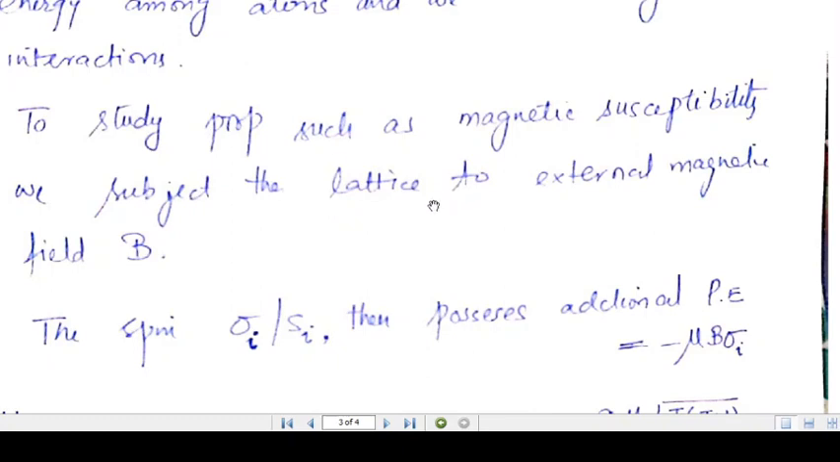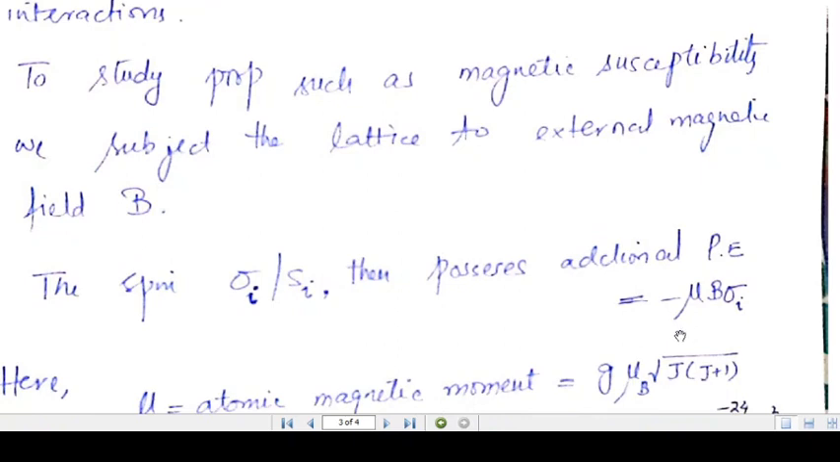Whenever there is an applied magnetic field, it will provide an additional potential energy, which is given by minus mu B sigma i. You can also denote spin as sigma i or s i. In Bowley, he follows the notation sigma i, but I will prefer to denote spins with s i. So whenever we apply a magnetic field, we have this additional potential energy term in the energy, denoted by minus mu B s i.